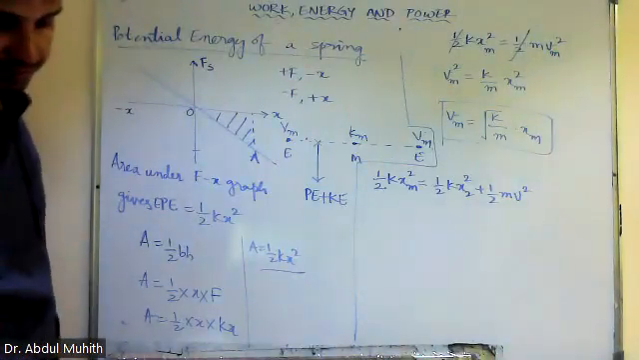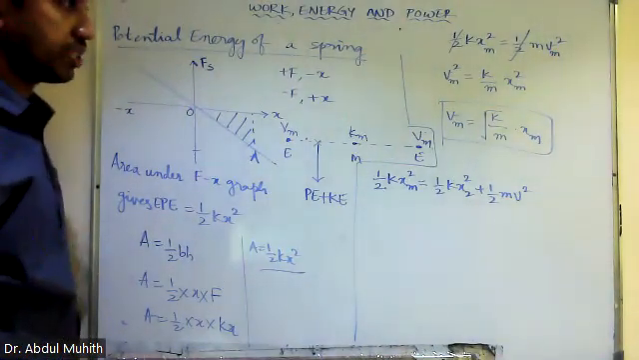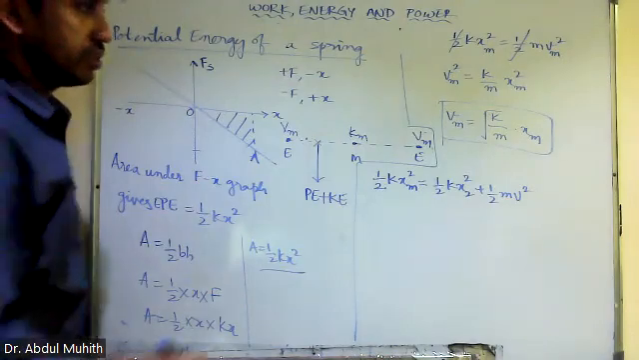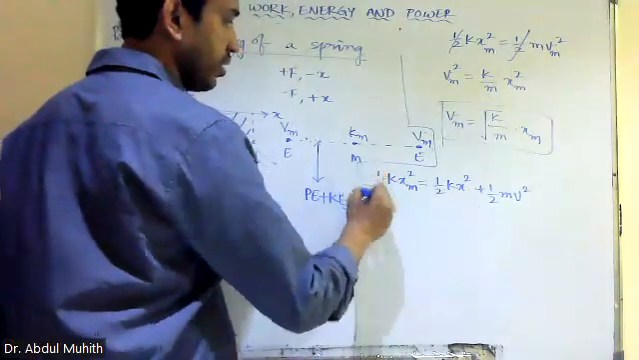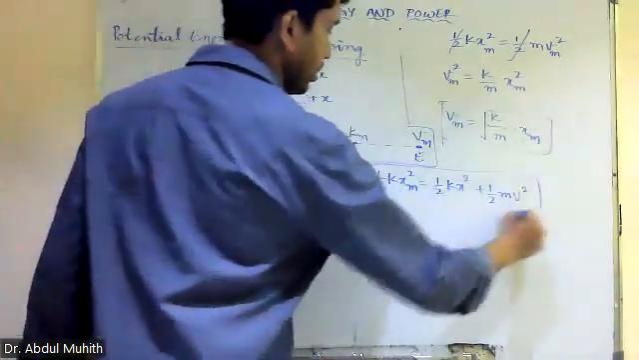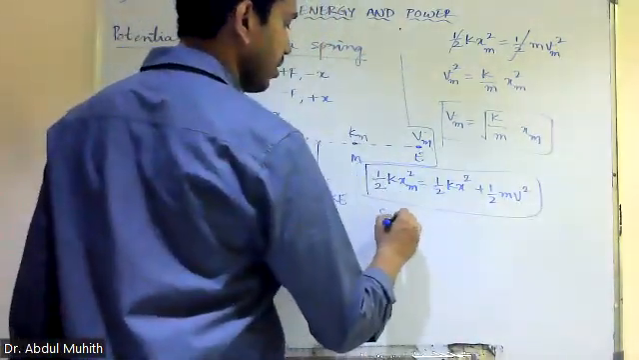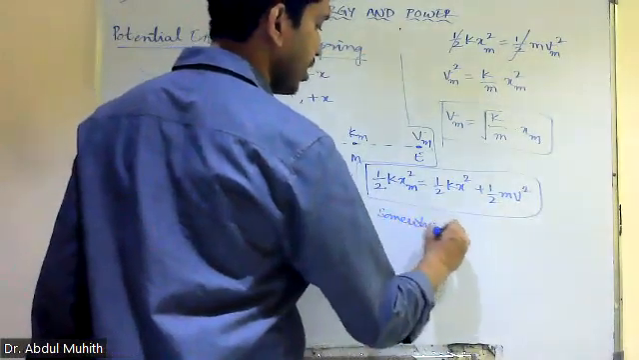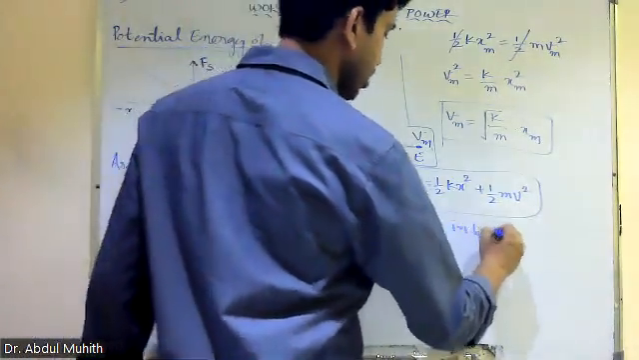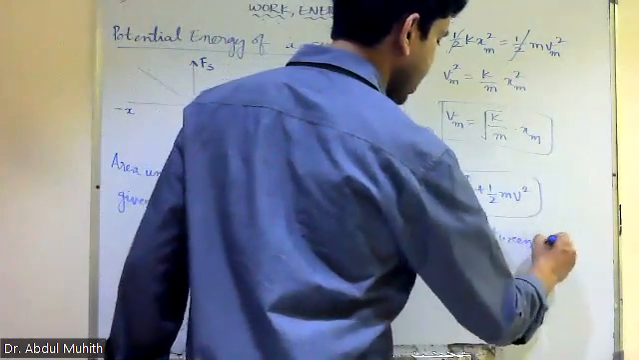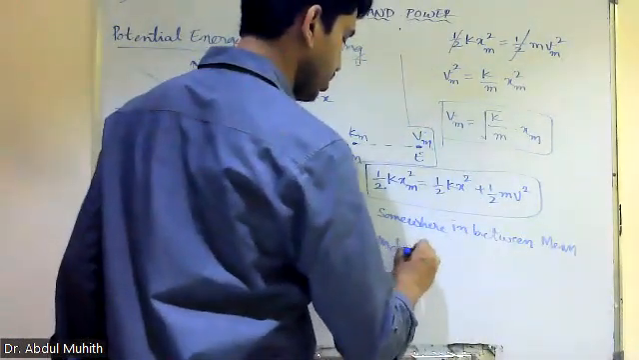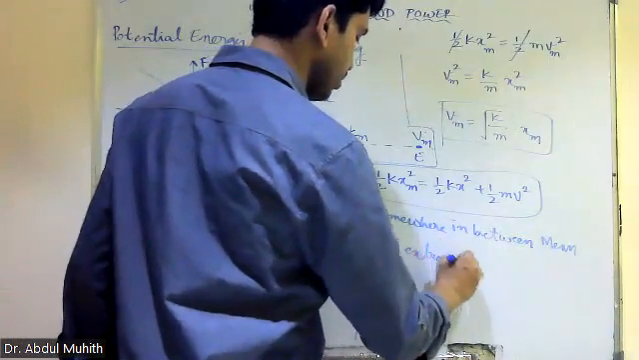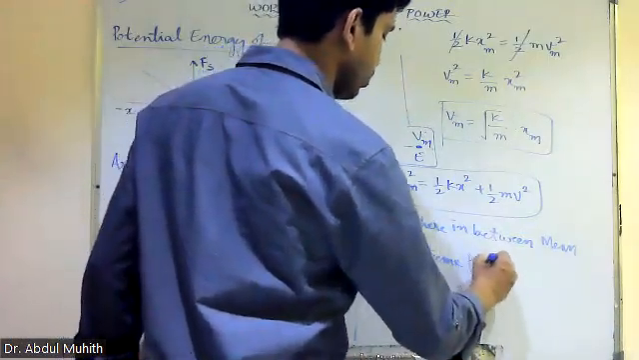So it has both at the same time, meaning it has kinetic energy and potential energy at the same time. So it is somewhere in between the mean and extreme positions.